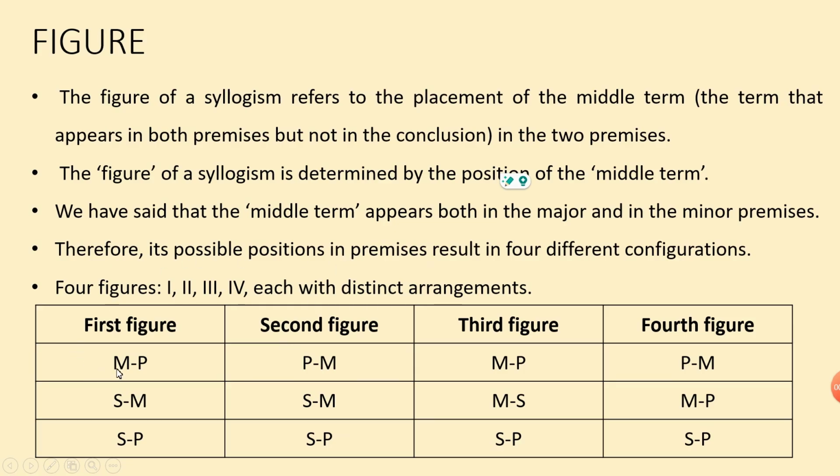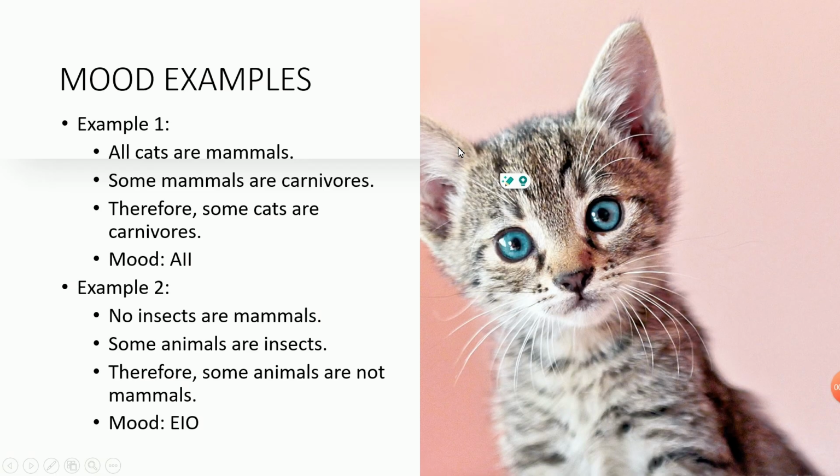So based on that, middle term, predicate, subject. So S is subject, M is middle term, P is predicate. A figure of a syllogism refers to the placement of the middle term. Like I said, this middle term appears in both the premises but not in the conclusion. In these two examples, in the final conclusion, mammals is not appearing. Therefore, in this example, mammals is the middle term. And here, insects is not appearing in the conclusion. Therefore, insects is the middle term.